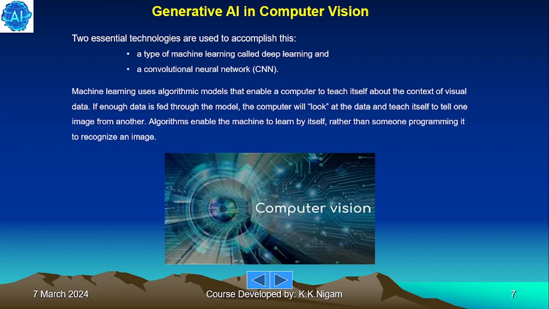Two essential technologies are used to accomplish this: a type of machine learning called deep learning and a convolutional neural network, that is CNN. Machine learning uses algorithms and models that enable a computer to teach itself about the context of visual data. If enough data is fed through the model, the computer will look at the data and teach itself to tell one image from another. Algorithms enable the machine to learn by itself rather than someone programming it to recognize the image.